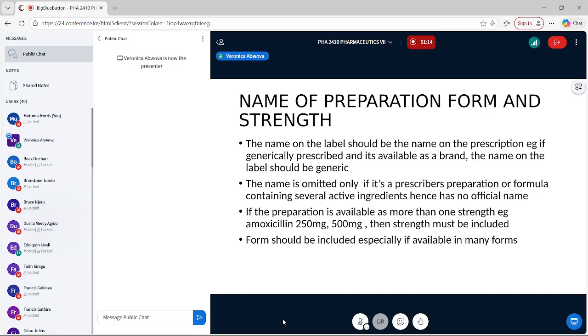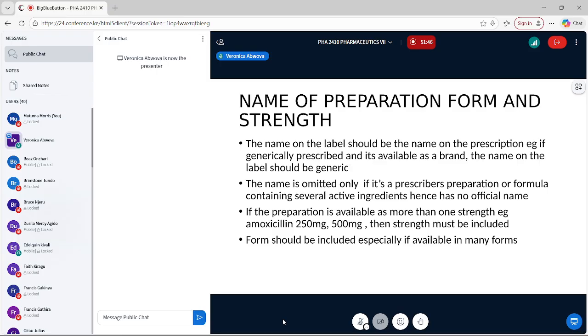If the preparation is available as more than one strength, for example, amoxicillin, usually you will find amoxicillin capsules containing 500 milligrams. You will find capsules containing 250 milligrams. You will find syrups containing 125 milligrams per 5 ml. So the strength must be included. So for instance, you indicate amoxicillin capsules 500 milligrams. That must be included on the label, okay?